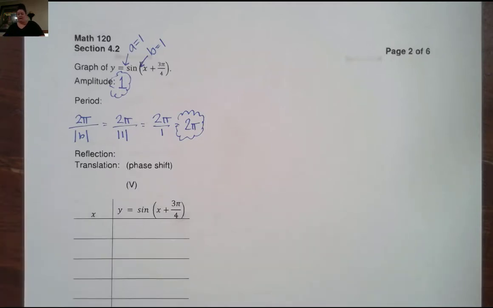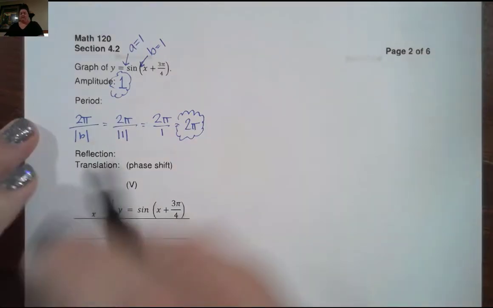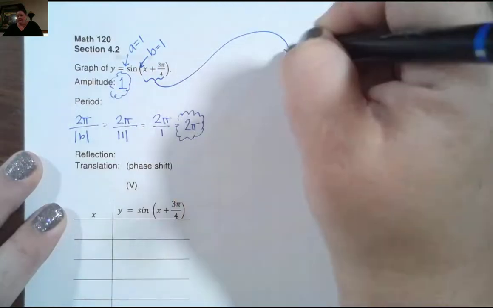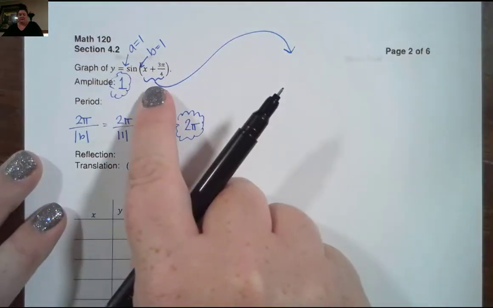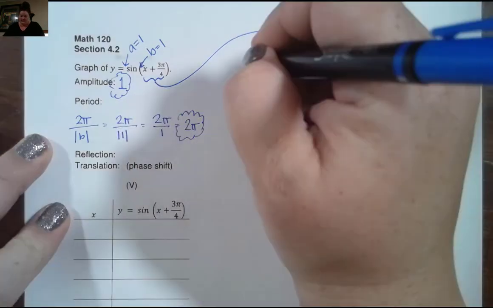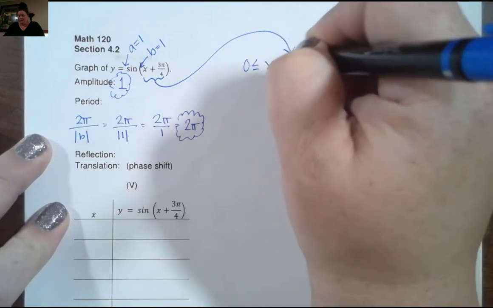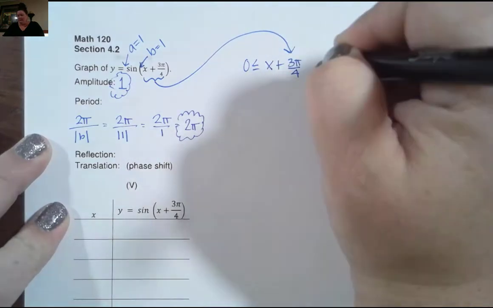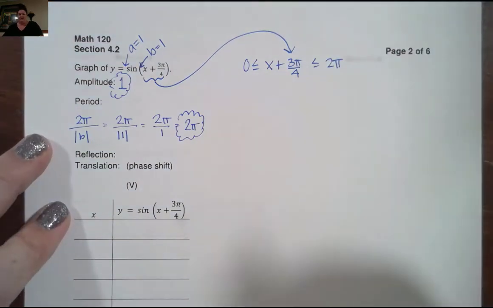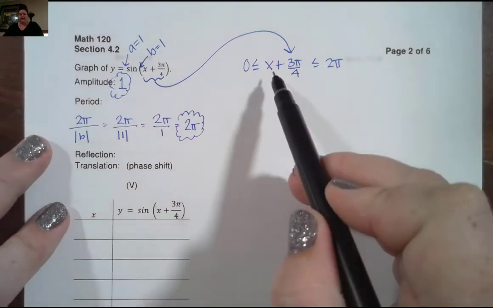So I want to go ahead and figure out my interval. I'm going to take whatever is inside here, and remember, I want whatever is inside here to be between 0 and 2 pi. So I'm going to say 0 is less than or equal to x plus 3 pi over 4 is less than or equal to 2 pi. The first thing I want to do is find that interval so I can find my 5 points. So I need to get x by itself.